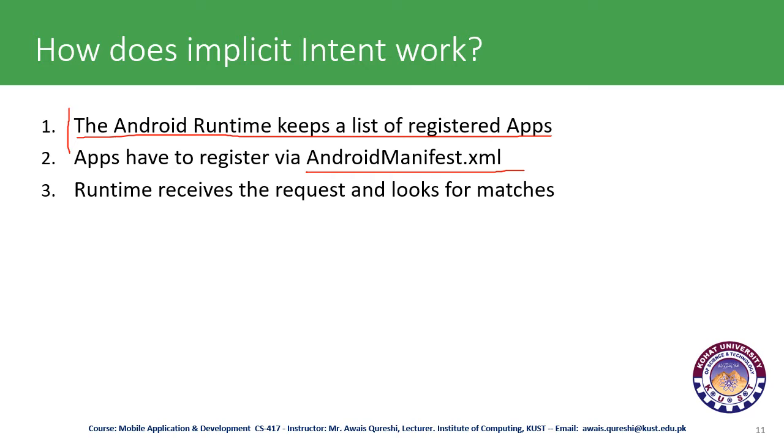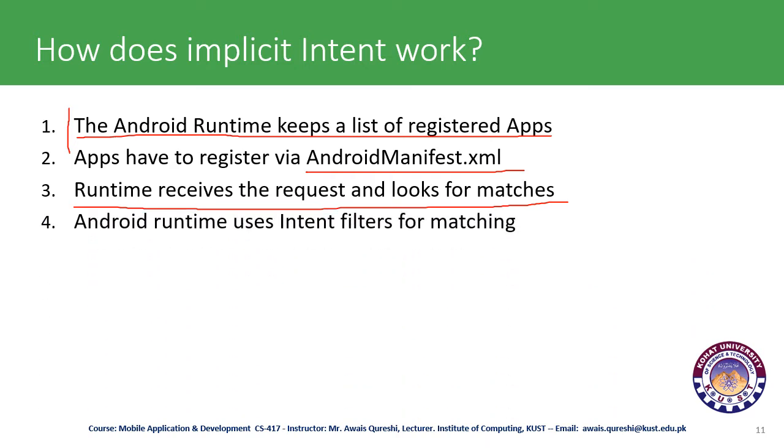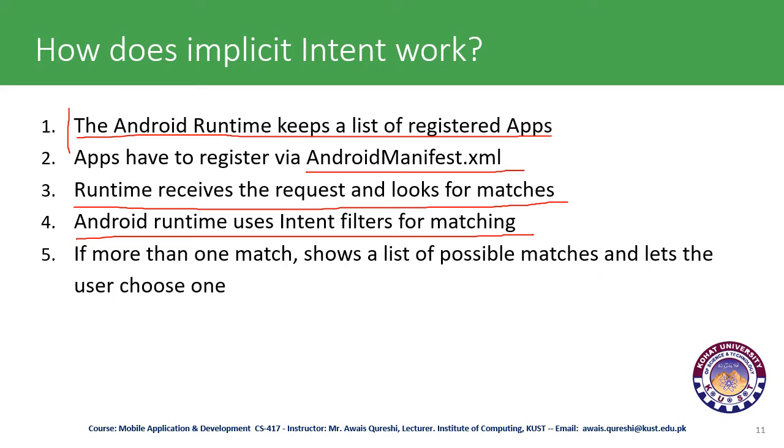The Android runtime receives the request and looks for the matches. So the request goes to the Android runtime, ART, and then ART looks for the possible matches for the apps. The Android runtime uses intent filters for matching. This is the mechanism by which it matches the registered apps. If more than one match is found, it shows a list of possible matches and lets the user choose one. Similar is the case in the Windows operating system, and similar is the case in the Android operating system.